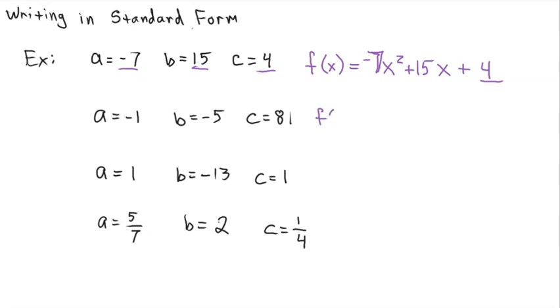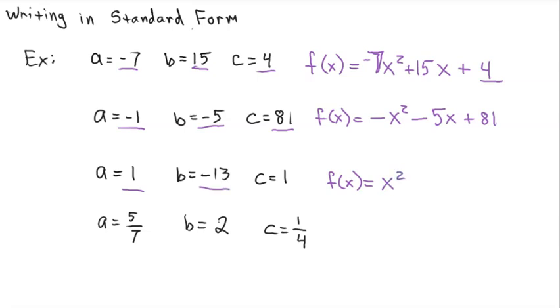Okay. This next one, f of x is equal to, well, our a is negative 1. We don't have to write the 1. We'll just write the negative, and then the x squared. That's the same thing as writing a negative 1. Okay. Our b is negative 5, so we're going to put a minus 5. Okay. And then put the x. And then our c is positive 81, and so we'll put plus 81. Okay. And then on this third one here, our a is positive 1. That means we don't have to write the 1 at all. We can just write x squared. Okay. B is negative 13, so we'll write minus 13x. And then C is positive 1, so we'll just put a plus 1 on the end.